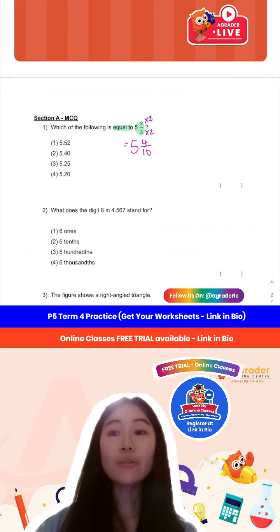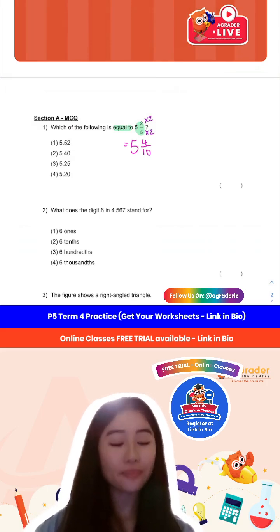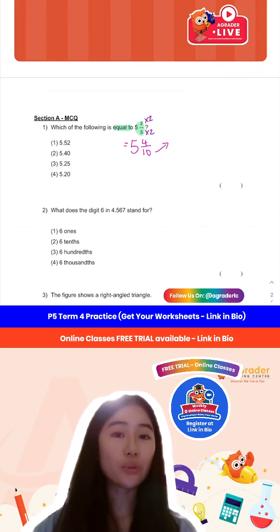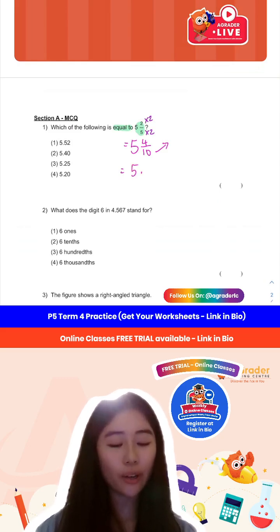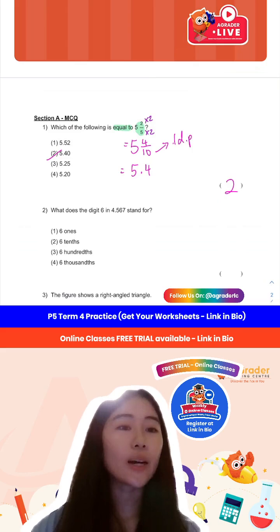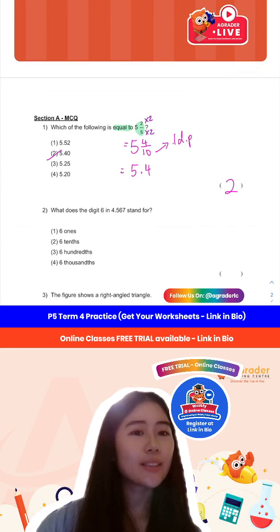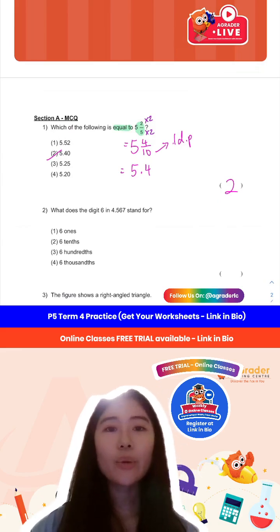So you'll get 5 whole 4 over 10. And then because 10 has 1 zero, you will end up with 1 decimal place. So that will be 5.4. So this is the same as option 2, which everybody got correct. Yeah, that's great. And then we can move on.